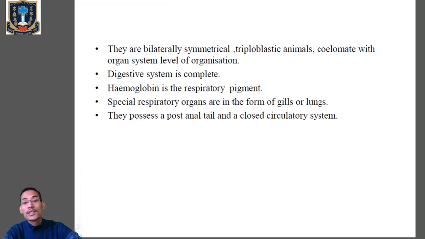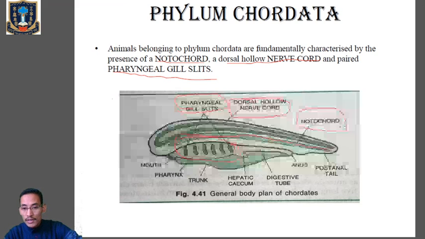Closed circulatory system means they have well-developed blood vessels. They have arteries, they have veins, they have capillaries. Now look over here, the post-anal tail.